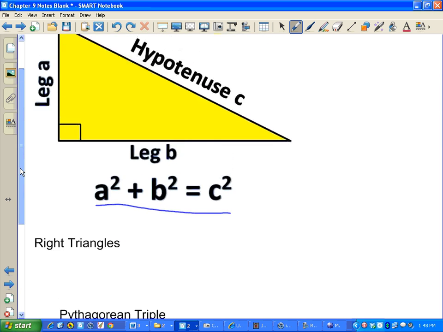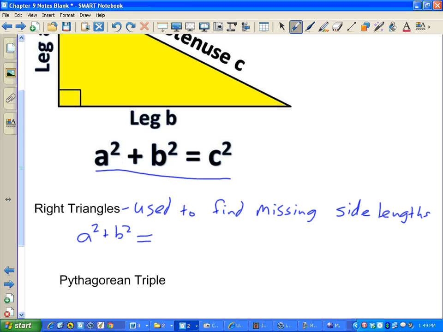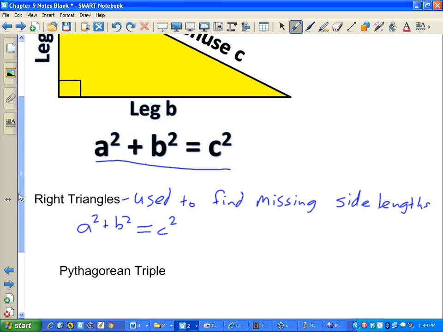All right, so the Pythagorean theorem in right triangles is used to find missing side lengths. Okay, it's also always going to give you a true statement. So this will make more sense when we see the other ones, but in right triangles, a squared plus b squared equals c squared. Okay, and that'll make more sense when you get to the other ones.